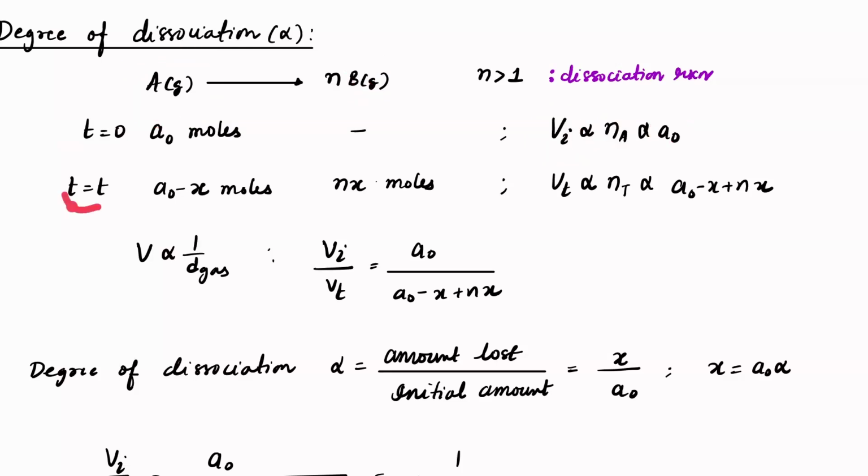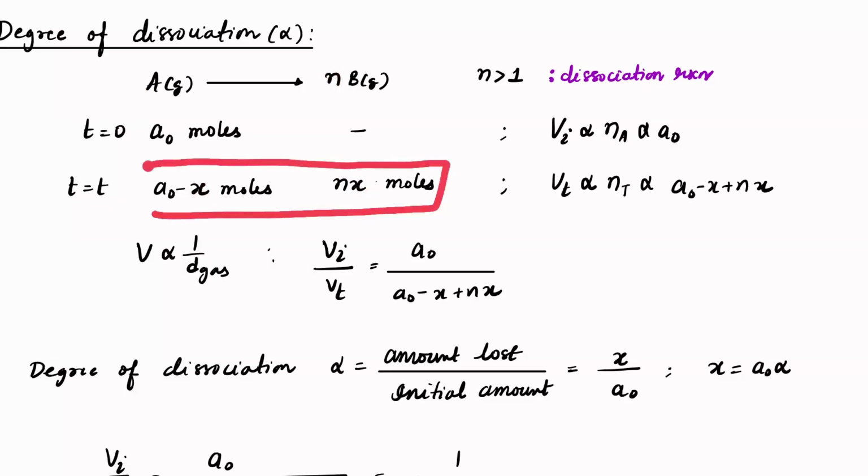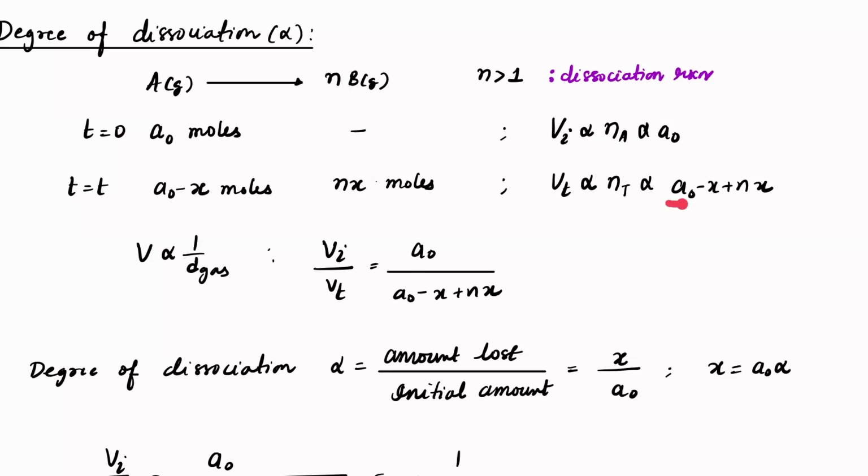But after some time t, imagine some x moles have been lost from A. If x moles of A get dissociated, then the number of product particles formed will be nx moles, right? See the ratio here, 1 is to n. So for x moles, it should be nx. Now what is the total moles of the gas mixture? That will be A naught minus x plus nx. This is the final volume now.